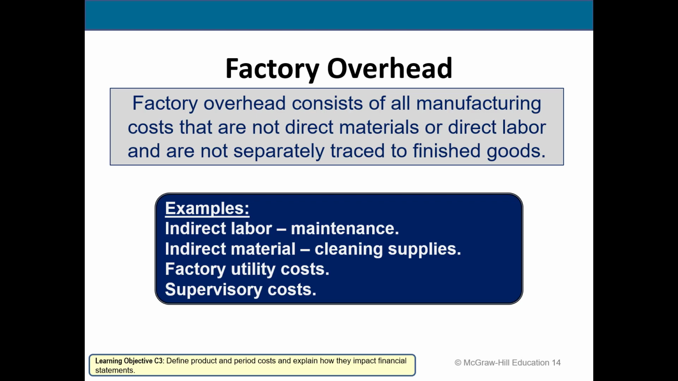Other indirect costs could include the factory utilities, factory rent, depreciation on the factory buildings and equipment, factory insurance, property taxes on the factory buildings, and factory accounting and legal services.